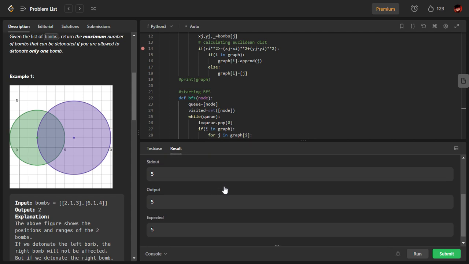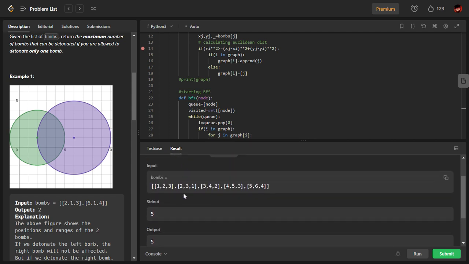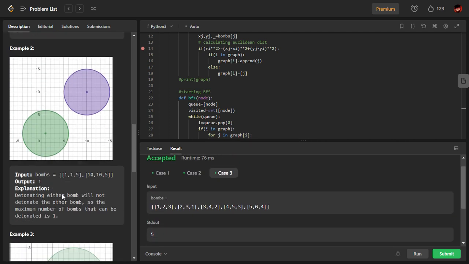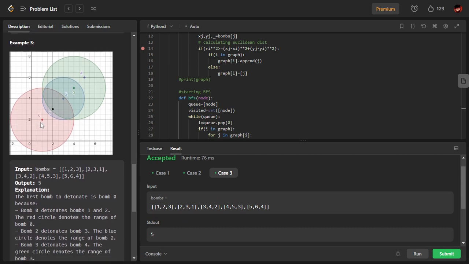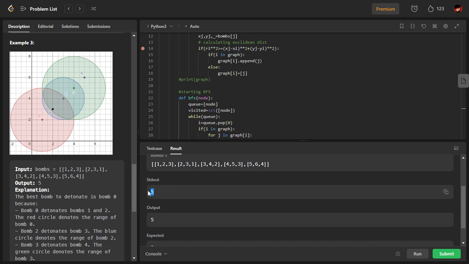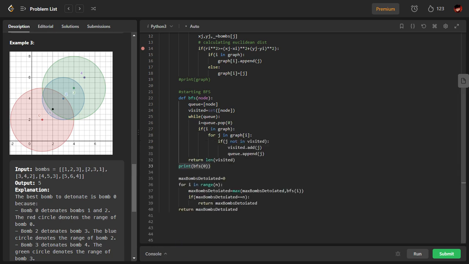So I will go to the third example because it's a more comprehensive example. Please try to understand here, friends. If you can see the example here, if you blast the zeroth node, you can see that all the nodes will be blasted. That is what is the STD out. You can clearly see here, that's what is V so 0 getting printed.